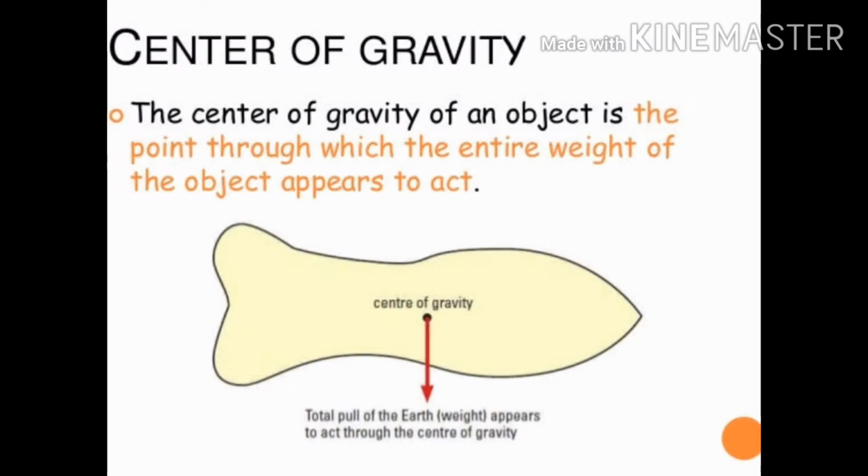The center of gravity of an object is the point through which the entire weight of the object appears to act. See the picture. Here we have one center point that is known as the center of gravity. The total pull of the earth appears to act through the center of gravity, so the entire weight holds only at the center. That is known as the center of gravity.